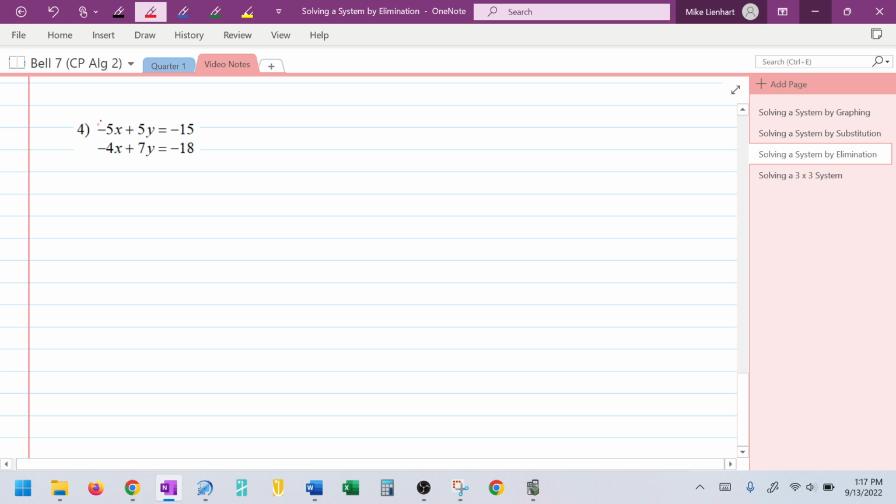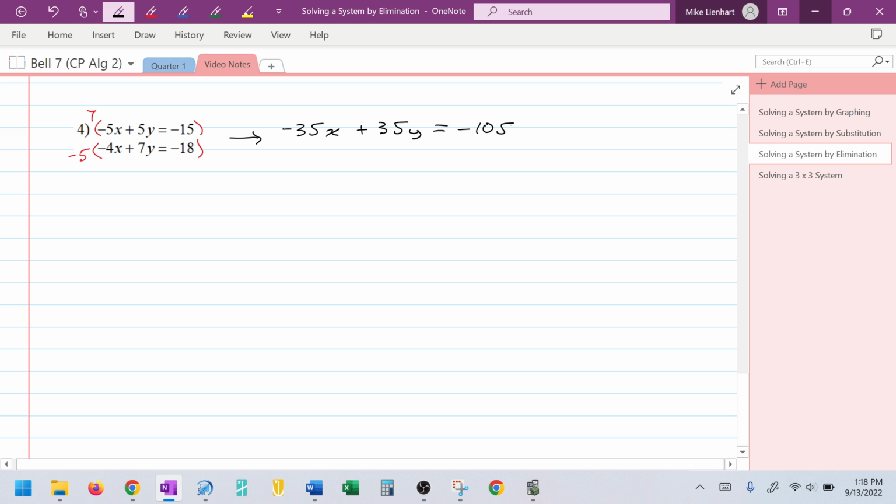All right, so I'm going to multiply this top equation by 7. That would give me 35y. If I do that, I'm going to multiply this bottom equation by negative 5. And let's see what happens. If I did this right, then my y's should be ready to smash and eliminate. So let's see, 7 times negative 5x, that's negative 35x, plus 35y. And let's see, 7 times negative 15 would give me negative 105.